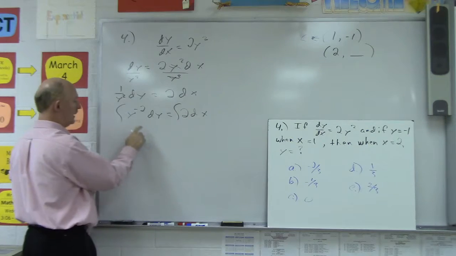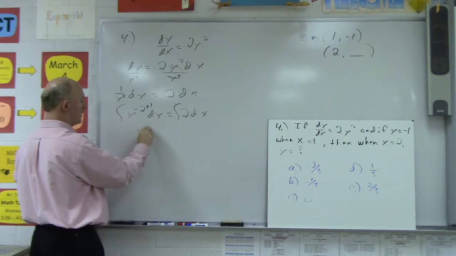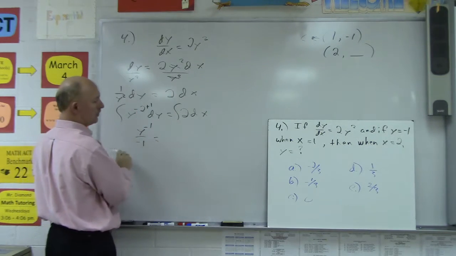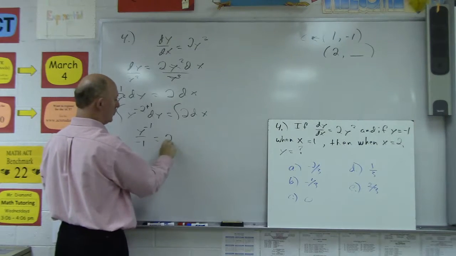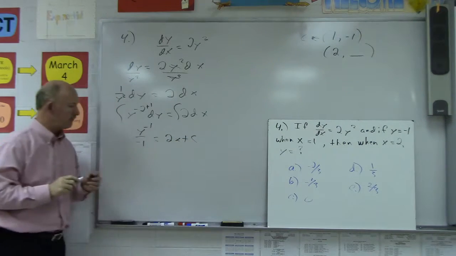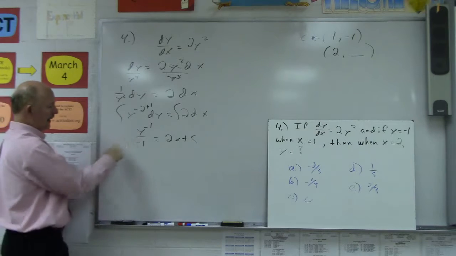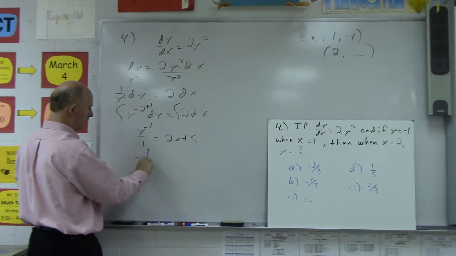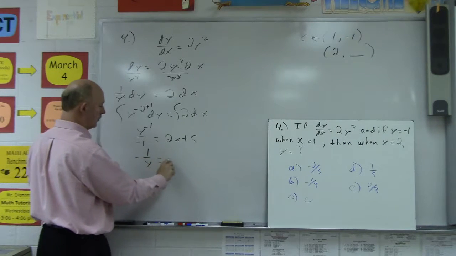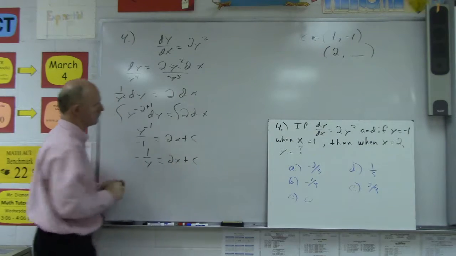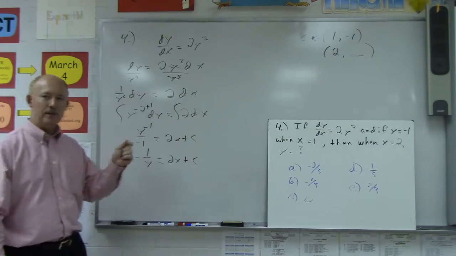On the left-hand side, adding 1 to your exponent gives me y to the negative 1 over negative 1. It's going to be equal to, the antiderivative of 2 is 2x plus c. Now let me rewrite this without that negative exponent. This becomes negative 1 over y equals 2x plus c. All right. Now let's see if we can find c first.